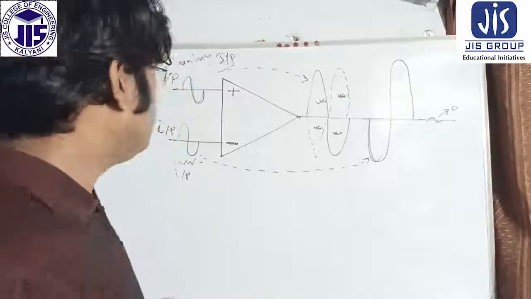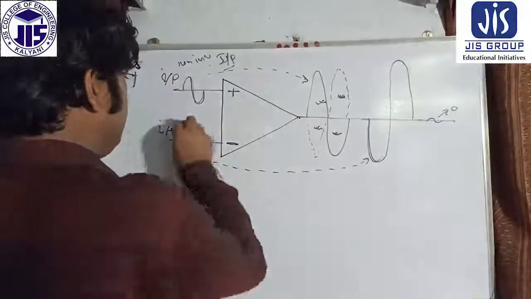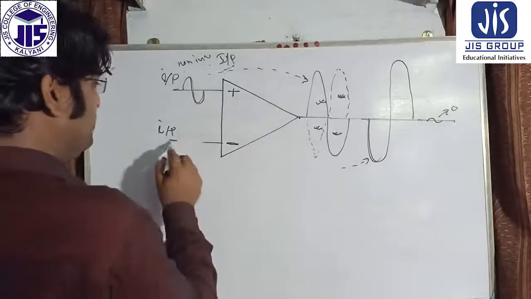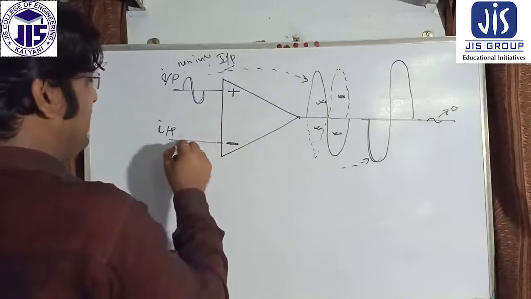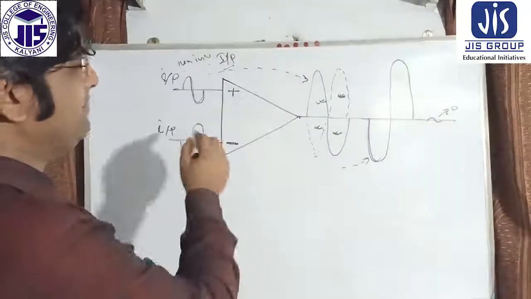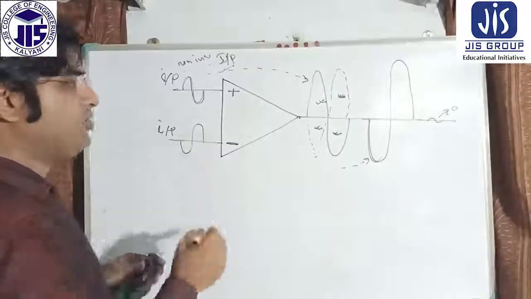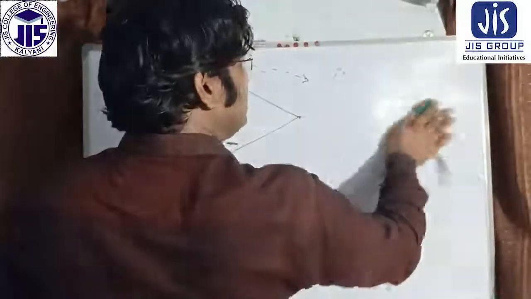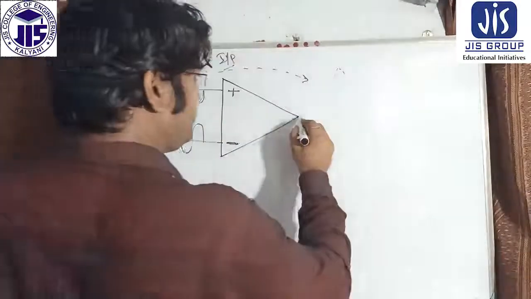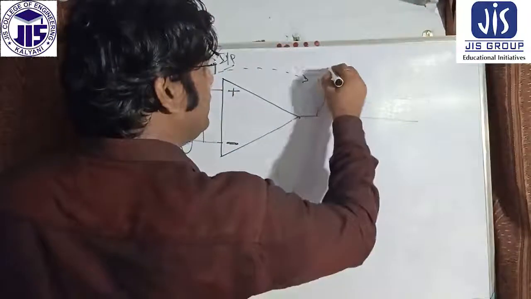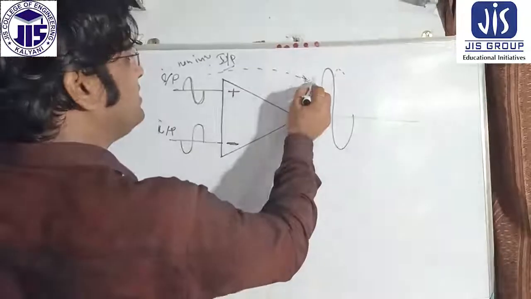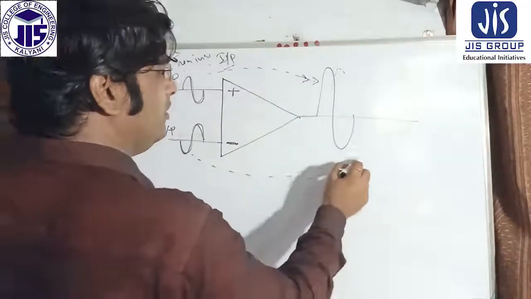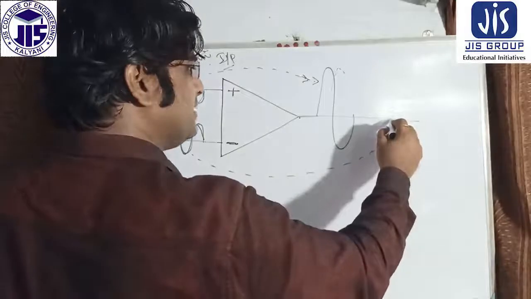And one thing, suppose it is in your mind: sir, if I introduce the signal here like that, then what happens? Suppose here one signal is represented, and here one inverted signal is represented. The same inverting signal I am representing here. So what will be the output? The output looks like this.